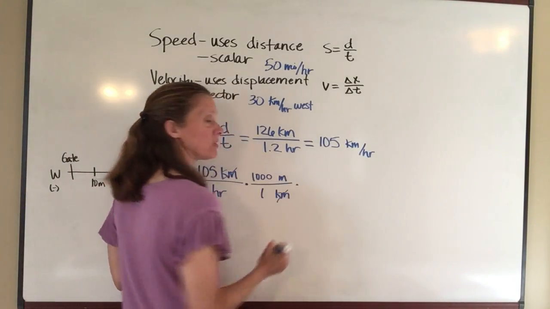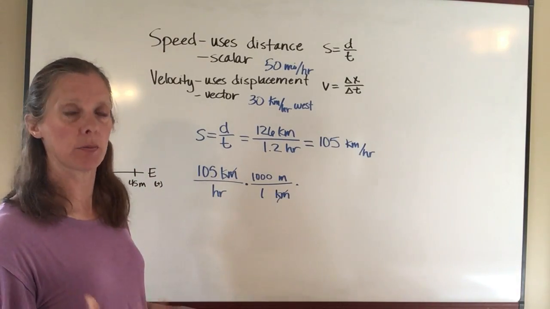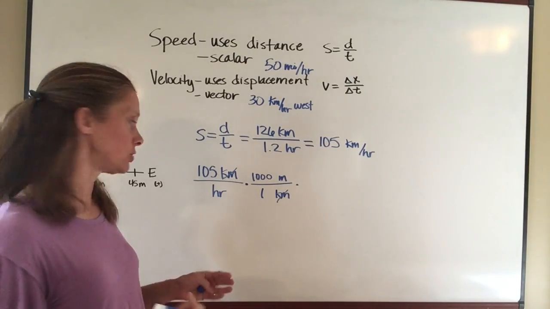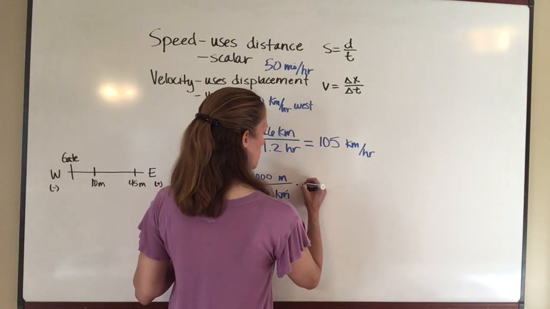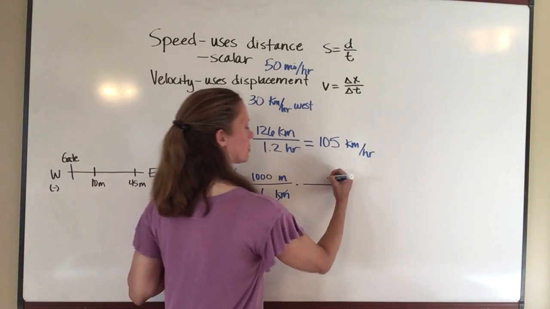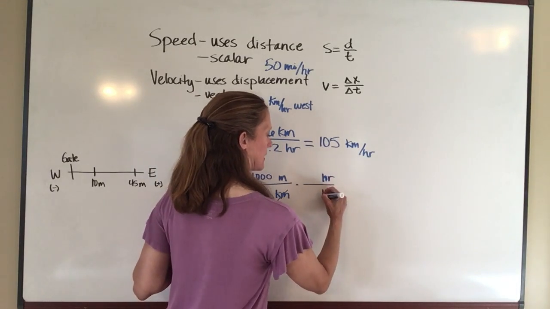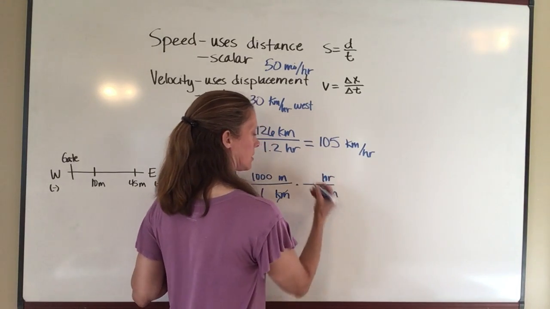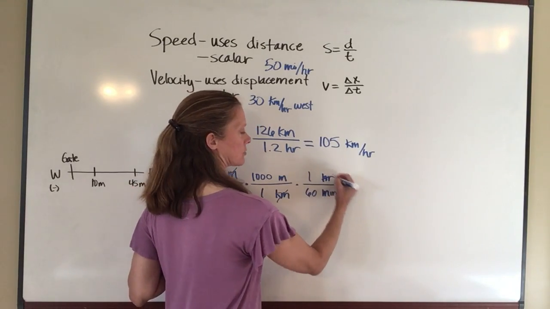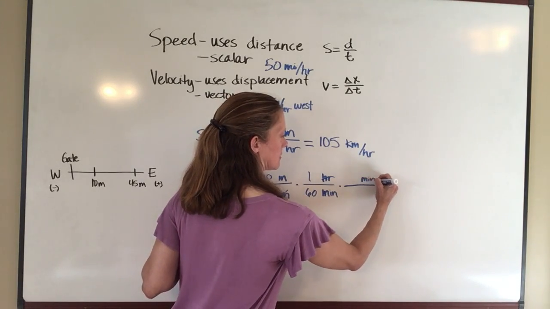And by the time you do this enough times, you may know off the top of your head how many seconds there are in an hour. If you don't know, then you'll have to do it in 2 separate steps. So I need to get rid of hours. Now be careful, hours is on the bottom, so it needs to go on the top over here. I can get from minutes to hours. In 1 hour, there are 60 minutes, so my hours will cancel out. And then now I need to cancel out minutes.